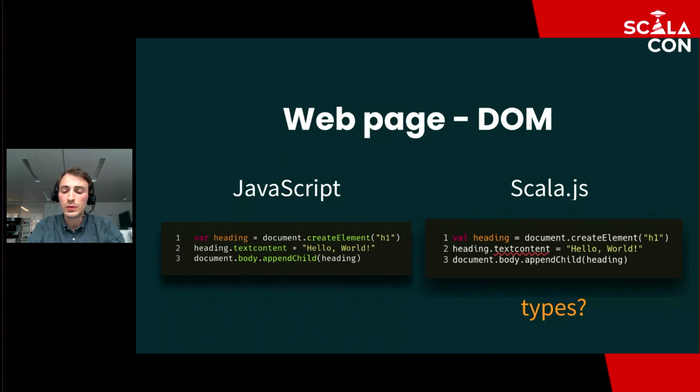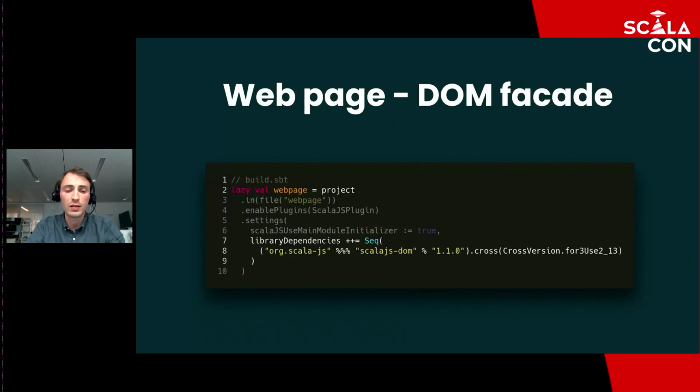It needs to use a facade. So a facade is a piece of Scala code that only contains the signature of the values and functions of a JavaScript library. And hopefully, we already have one for the DOM, and it's called scalajs-dom. So it's available as a library, but it only contains the signatures of the JavaScript DOM.